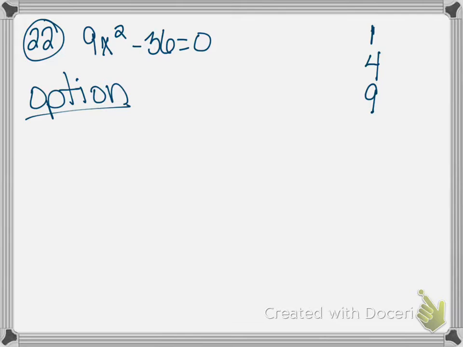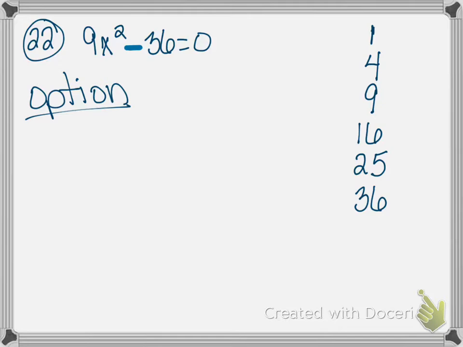4 times 4 is 16, which is a perfect square. 5 times 5 is 25, a perfect square. 6 times 6 is 36, a perfect square. So for something to be a difference of perfect squares, it has to be subtracted. If it's added, it doesn't work. It has to be subtraction.